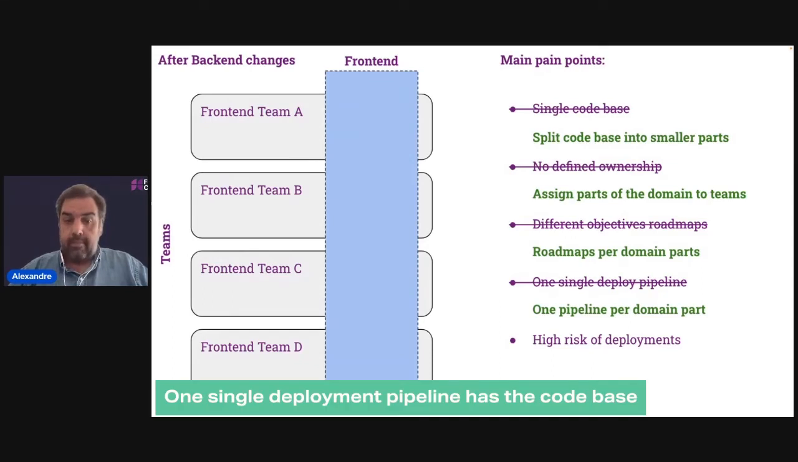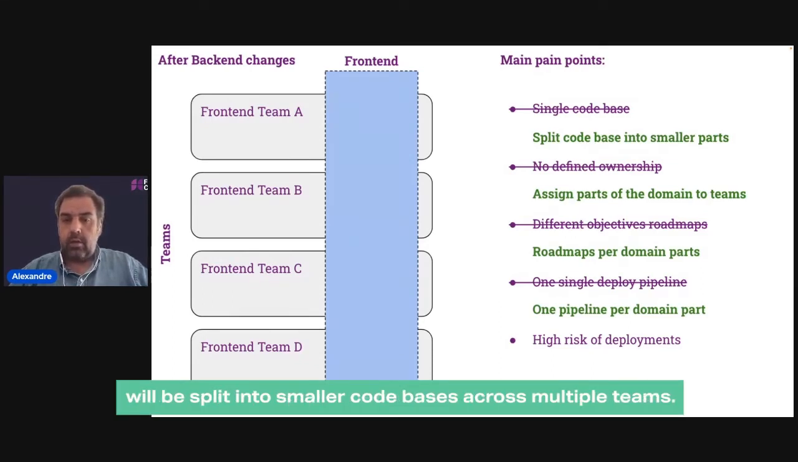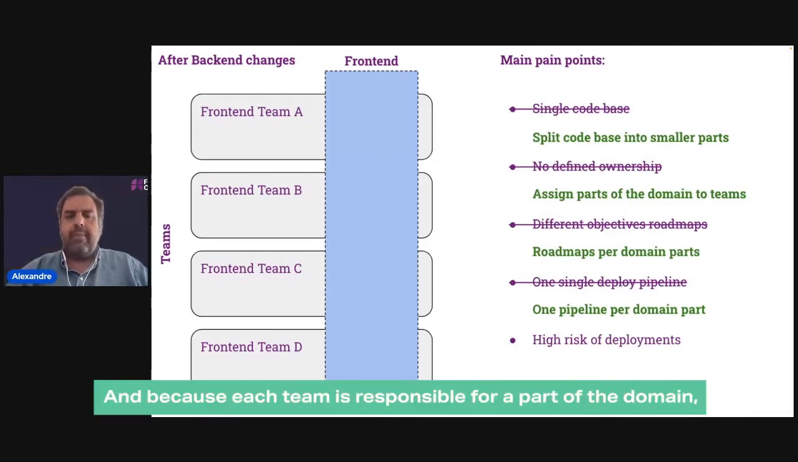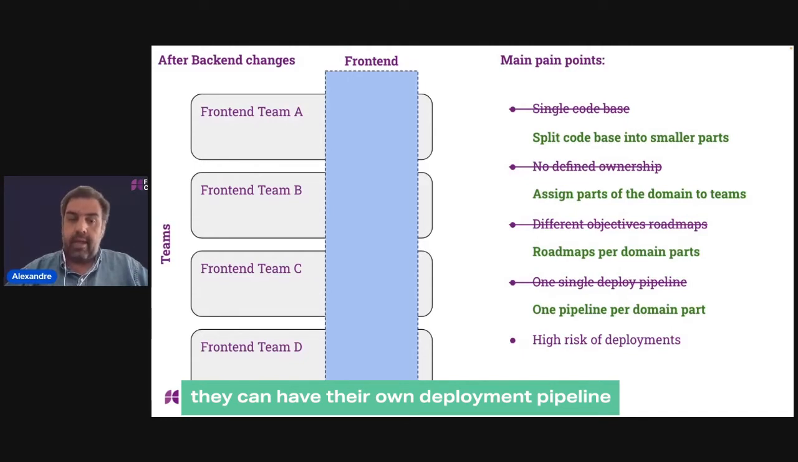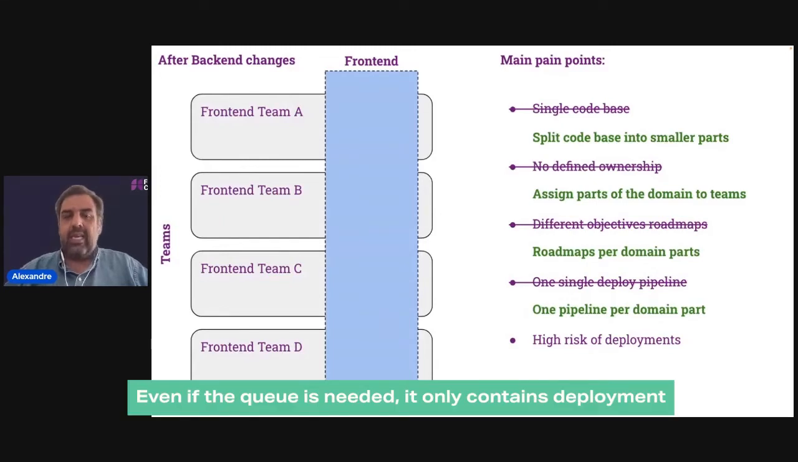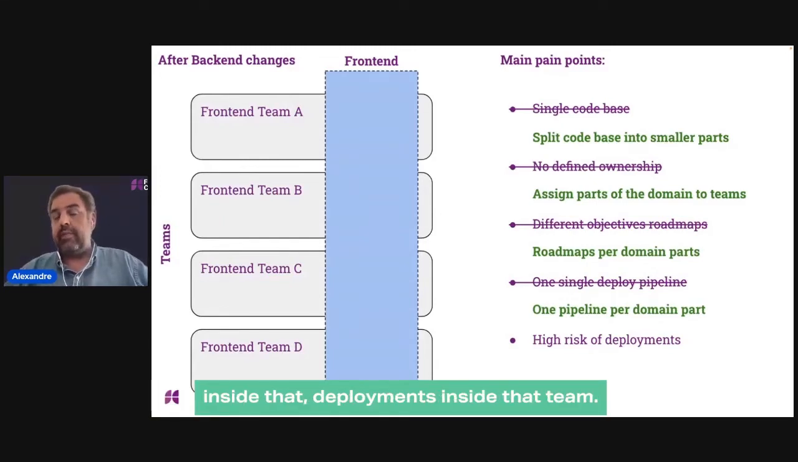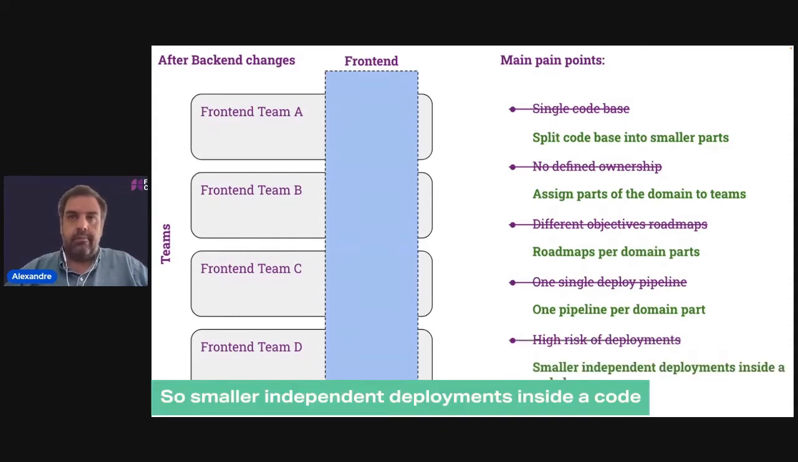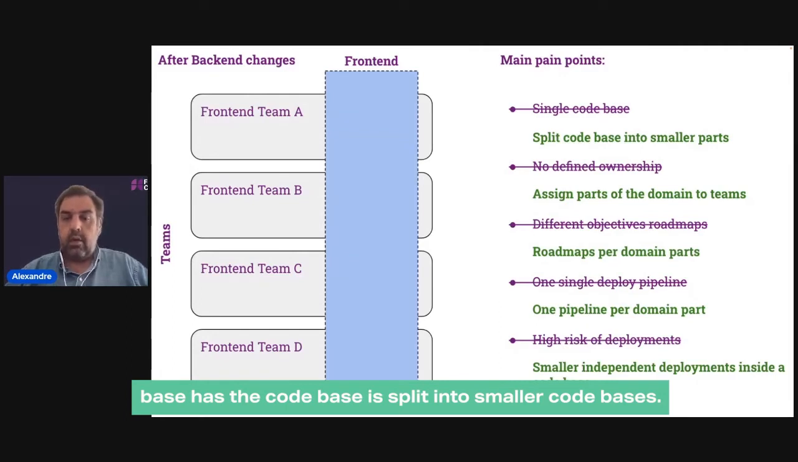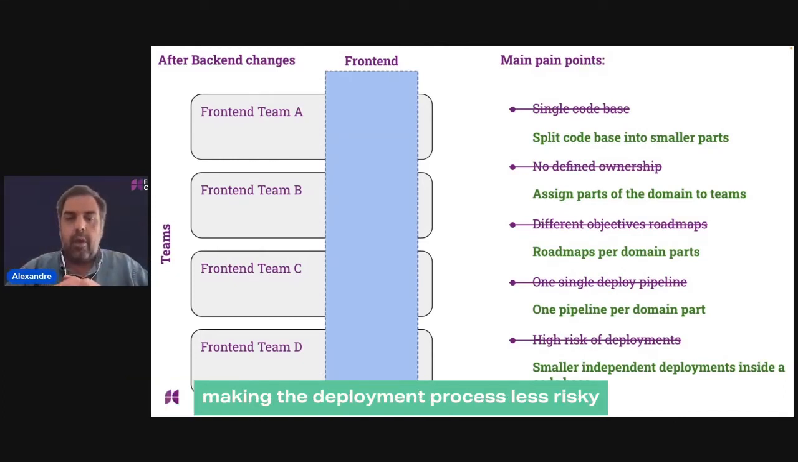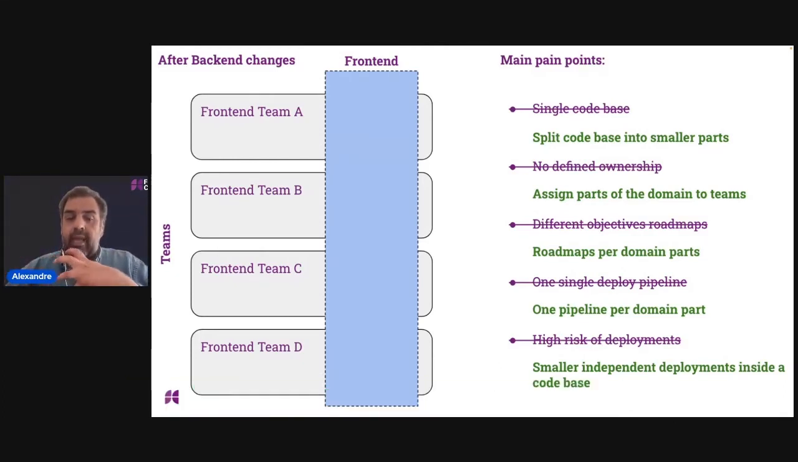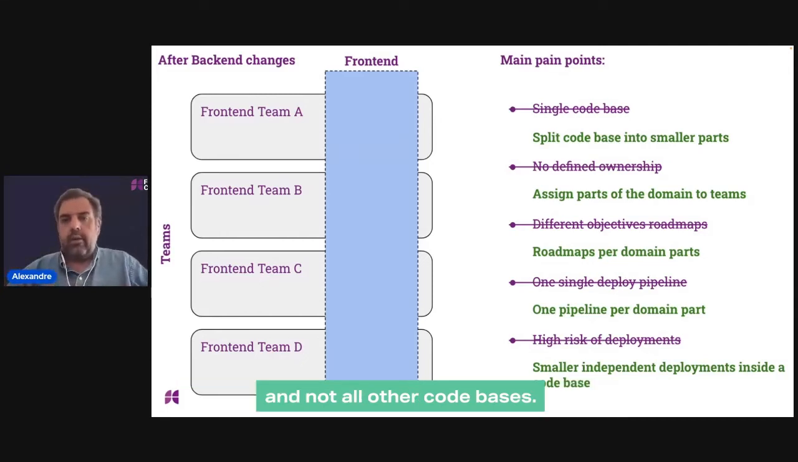One single deployment pipeline: as the code base will be split into smaller code bases across multiple teams, and because each team is responsible for a part of the domain, they can have their own deployment pipeline, mitigating the need of a deployment queue. Even if the queue is needed, it only contains deployments inside that team. So, smaller independent deployments: as the code base is split into smaller code bases, each deployment only has code for that same code base, making the deployment process less risky, because only that code base will be deployed and not all other code bases.